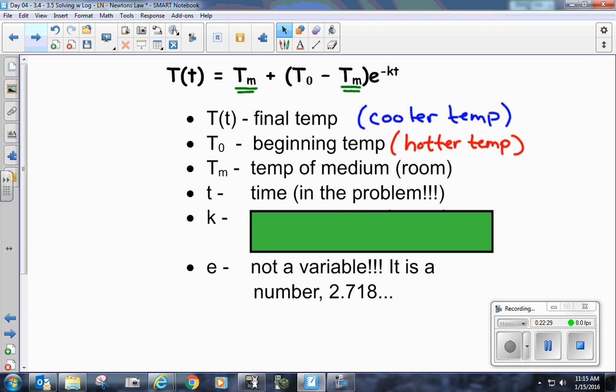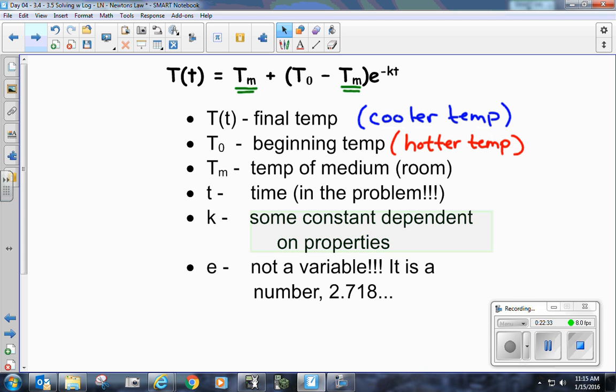Last but not least, we have another variable, that's K. It's really dependent on the properties of the environment, the properties of your situation. What's happening? Meaning, K will be different if I have coffee cooling in this room than if I have metal cooling in water. It's a different environment altogether. Okay? It's a different situation.